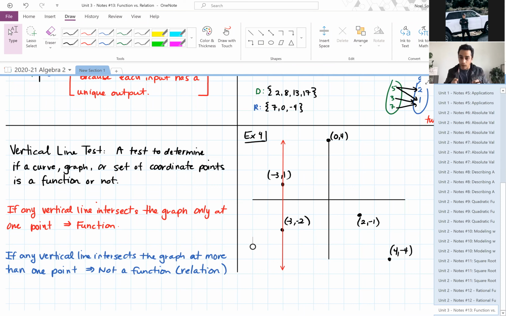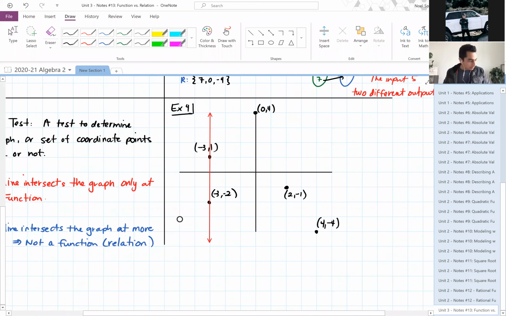This is the problem: if I go through that vertical line test, I don't know which one I'm supposed to honor, right? Do I honor that the output is 1, or do I honor that the output is -2? I don't know, right? And so this is what we would consider something that's not a function. Okay, so this one is not a function.